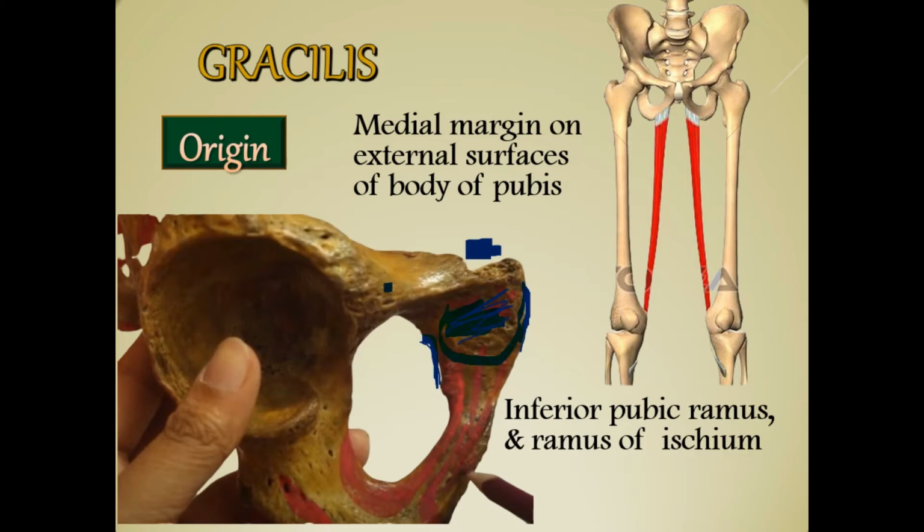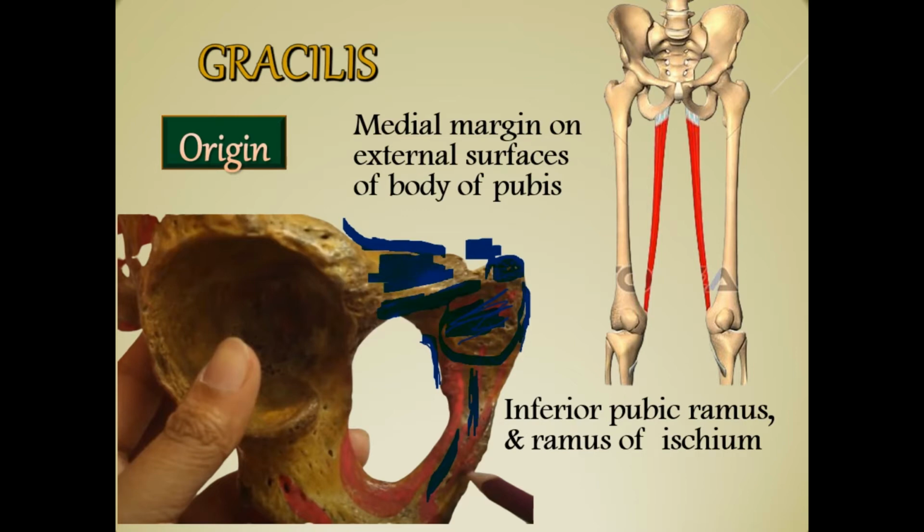This whole is the body, and this is the superior ramus, this is the inferior ramus. This one is the pectineal line, and this is the pubic crest. This is the pubic tubercle, right? And this is the inferior pubic ramus, this is the ischial ramus, and this is the superior pubic ramus, and this is the pectineal surface, this region.